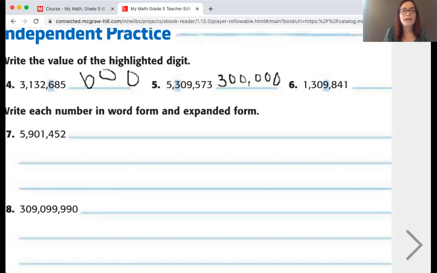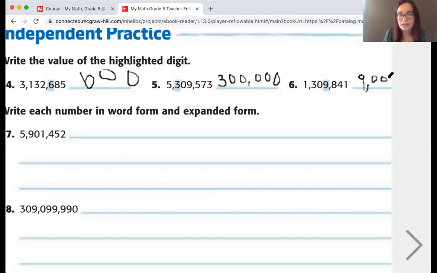So now I have one last one where I have to find the value. For this one, I see that the 9 is highlighted. Who can tell us first what place value is that 9 in? Yes, that 9 is in the thousands, so its value would be 9,000. Again, if I don't know how many zeros to write after that 9, there's a comma, and then there's 3 numbers here, so I have to make those all zeros.